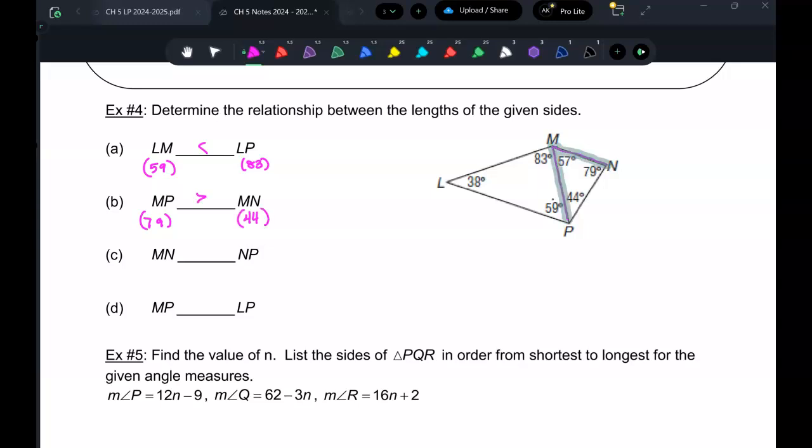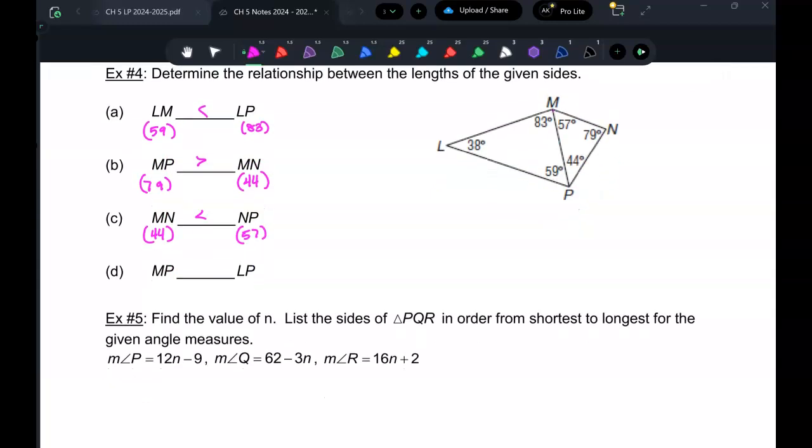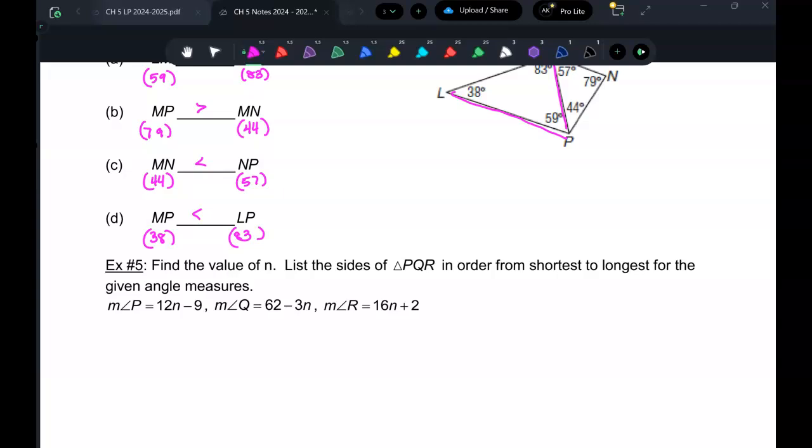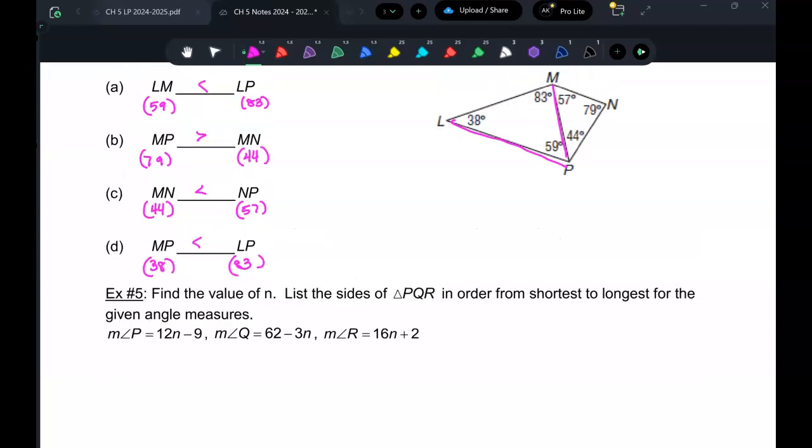Why would you use 79? All right, now I want to compare MN, which is opposite 44, to NP, which is opposite 44. So less than. Okay, and then the last one here, I'm comparing MP to LP. And we understand why we have to use 38 this time? Cool. So less than.